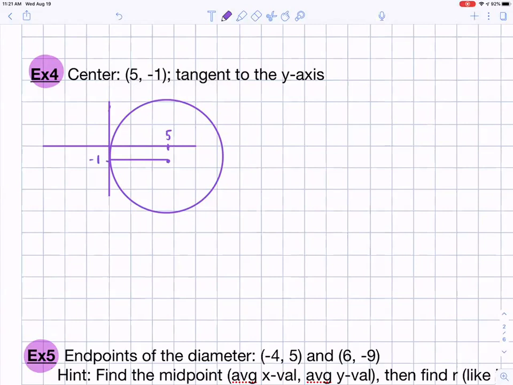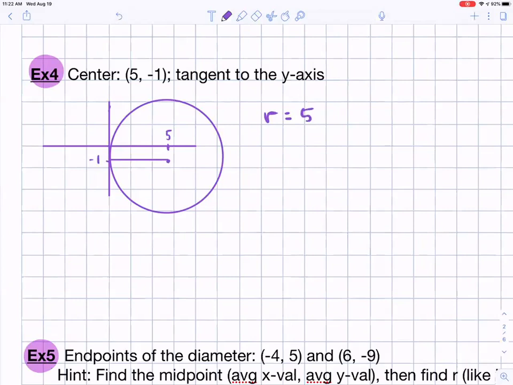Because how far do I have to go to get from my center over to my y-axis? I got to go 5 blocks. Right? Because I went to the right 5 to get my center in the first place. Hey, let me ask you this. If this question had said same center, but it's tangent to the x-axis, what would my radius have been? Say it again. 1, because it's 1 unit away from the x-axis. Okay, so my R is 5.